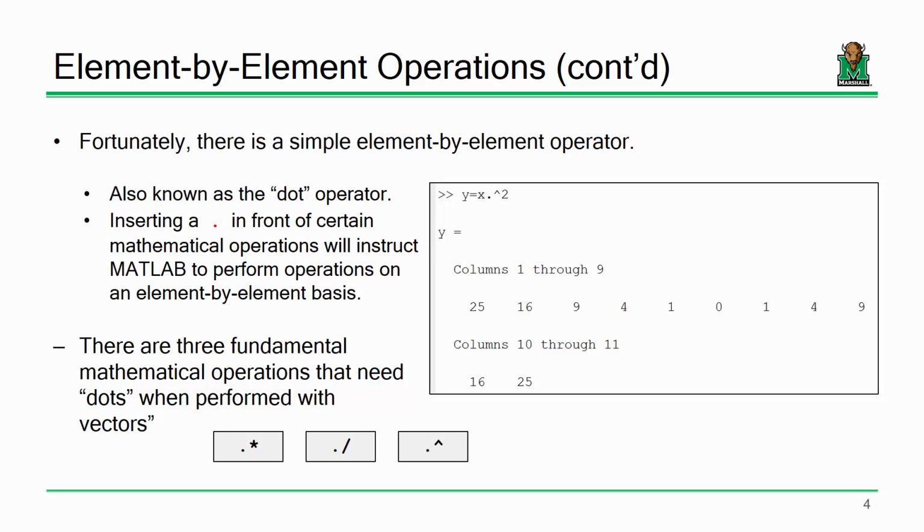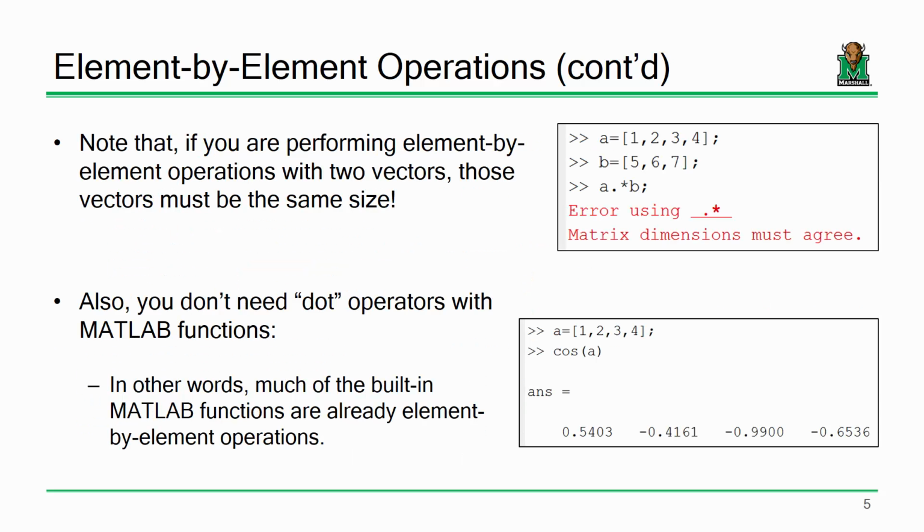Now I want to be clear so everybody's aware of this. There are 3 operations that need to have a dot in front of it if you want to perform those element by element operations. You need a dot in front of multiplication, a dot in front of division, and a dot in front of exponentiation. Addition and subtraction, you really don't need dots in front of that. You just got to make sure the size of your matrices work. Sound good?